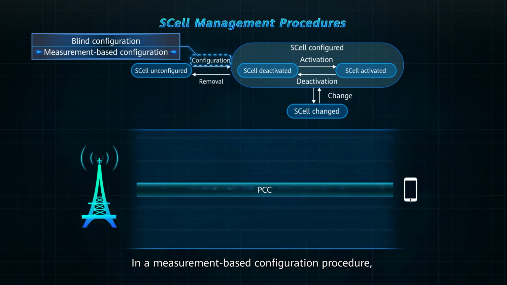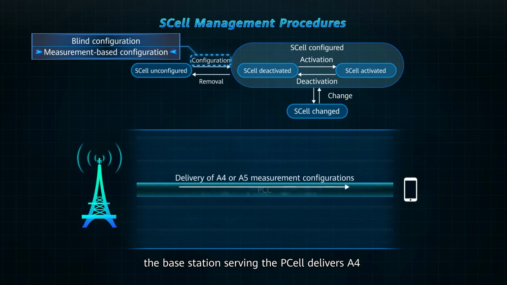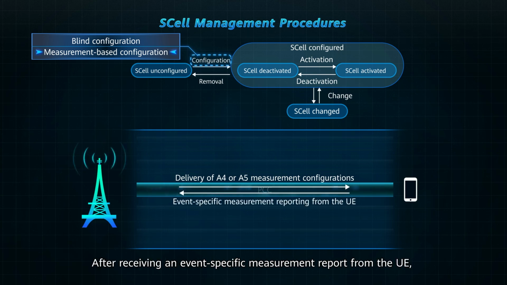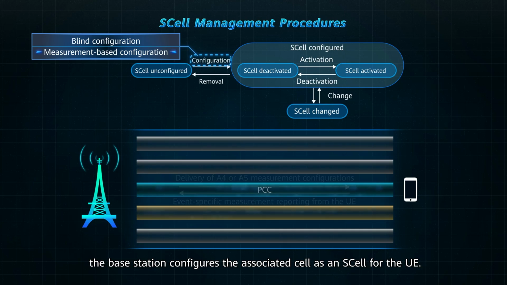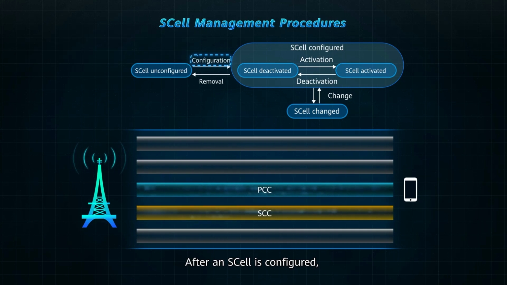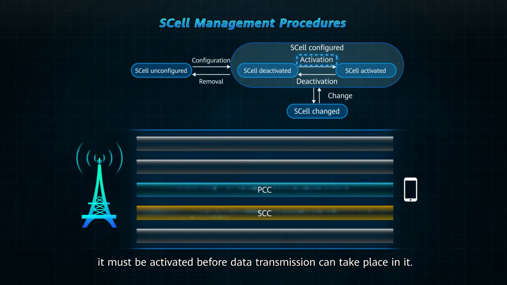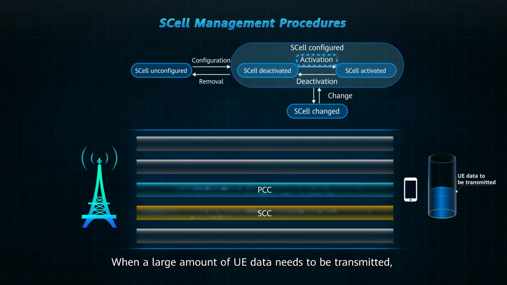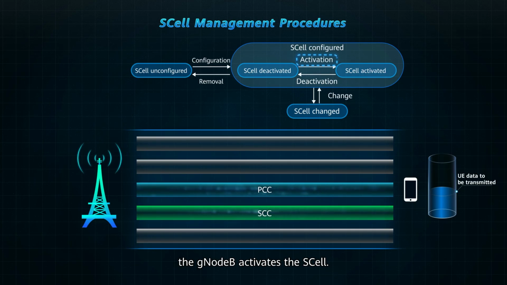In a measurement-based configuration procedure, the base station serving the P cell delivers A4 or A5 measurement configurations to the UE. After receiving an event-specific measurement report from the UE, the base station configures the associated cell as an S cell for the UE. After an S cell is configured, it must be activated before data transmission can take place in it. When a large amount of UE data needs to be transmitted, the gNodeB activates the S cell.